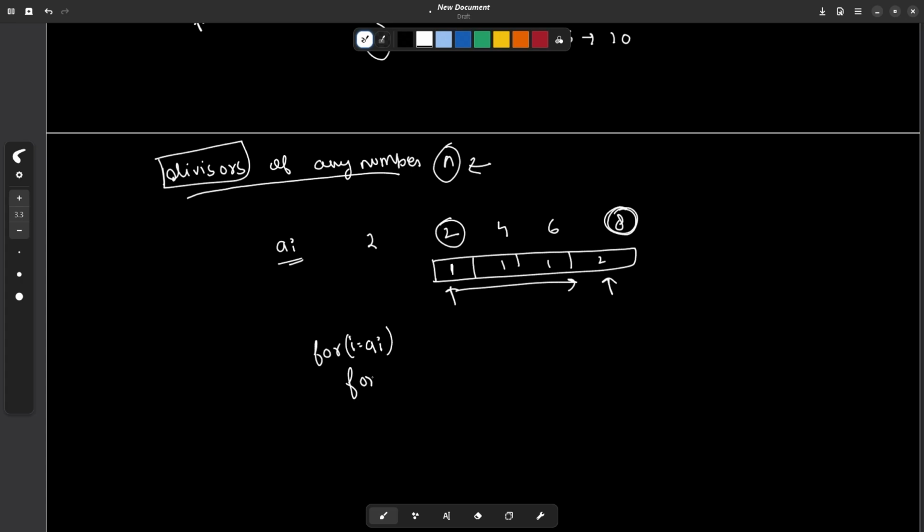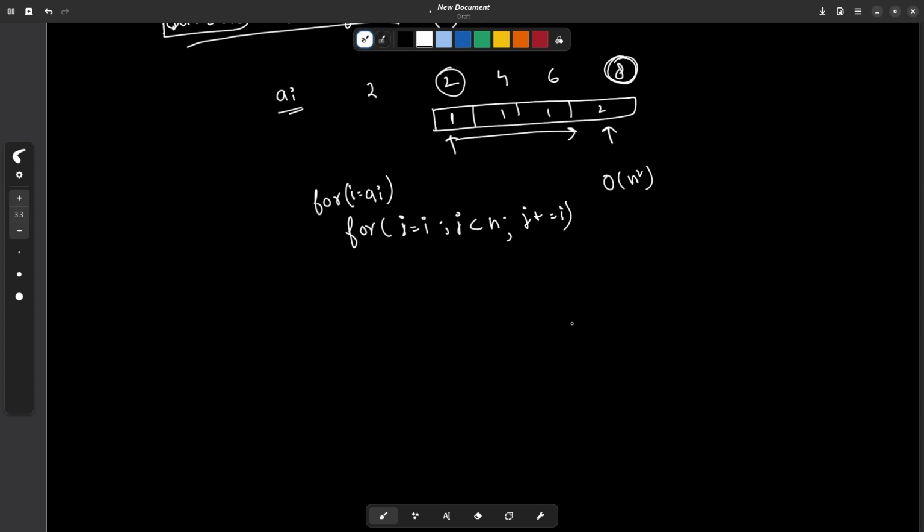Now I'm going to again initialize a for loop, and this will be from j is equal to i, j is less than n, and j plus equals i. Now the only problem that you might have faced while thinking of the solution is, you might worry that this is an n square solution, but it is not actually an n square solution.